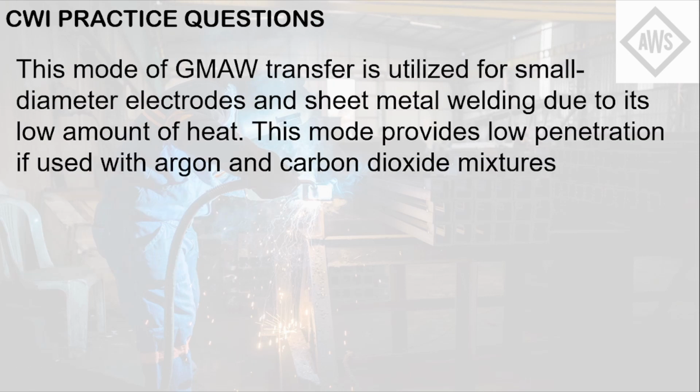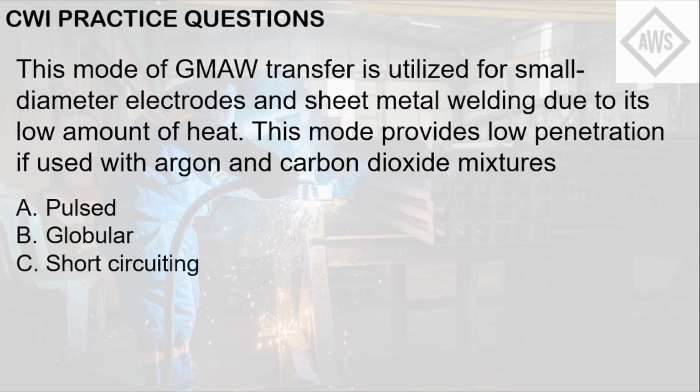Next question. This mode of GMAW transfer is utilized for small diameter electrodes and sheet metal welding due to its low amount of heat. This mode provides low penetration if used with argon and carbon dioxide mixtures. Letter A, pulsed. Letter B, globular. Letter C, short circuiting. Letter D, none of the above.